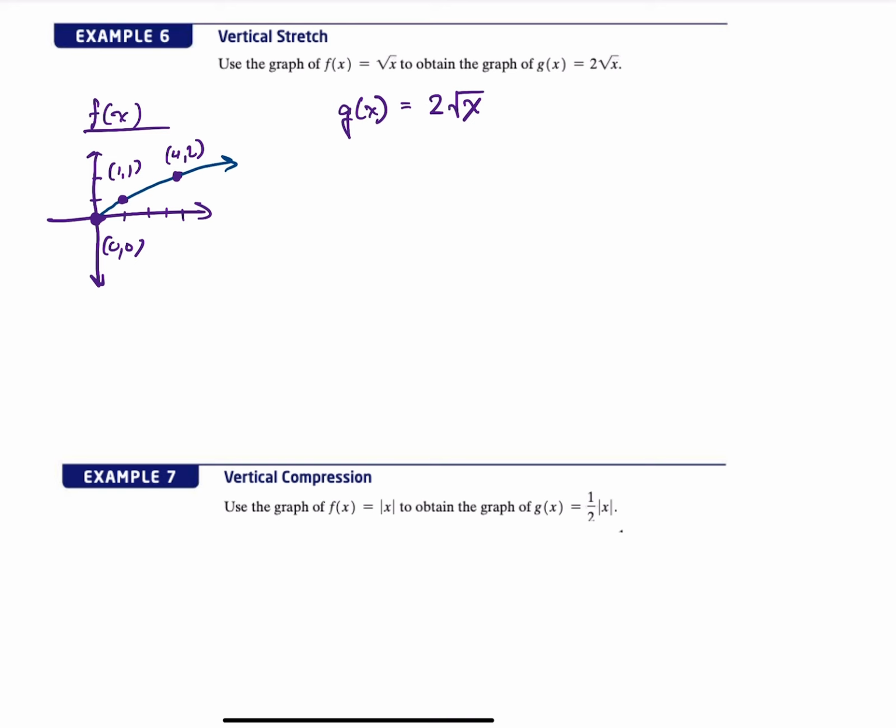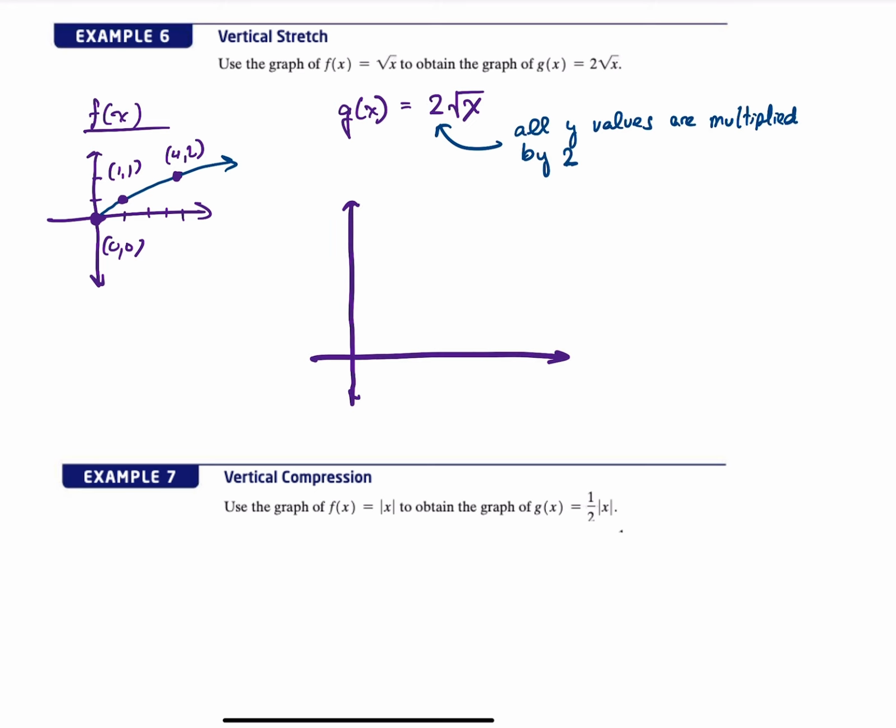So another way you can visualize this is every y value will get multiplied by 2 because the output of the function gets multiplied. So all y values are multiplied by 2. So if you have these points ready to go from our parent function, we can just think about multiplying every y value by this number. And that's going to produce that vertical stretch type of behavior. So this time we still keep the origin point because 0 times 2 is still 0.